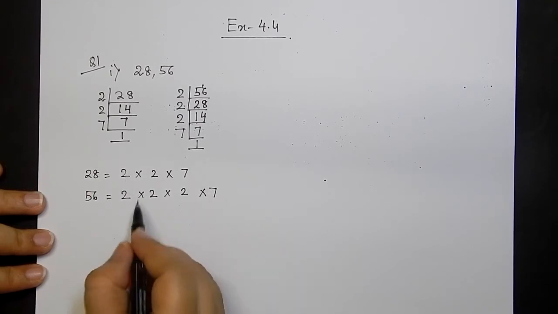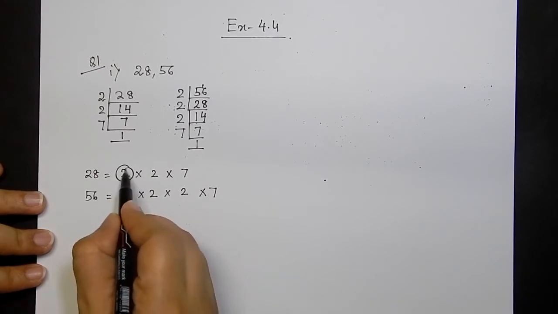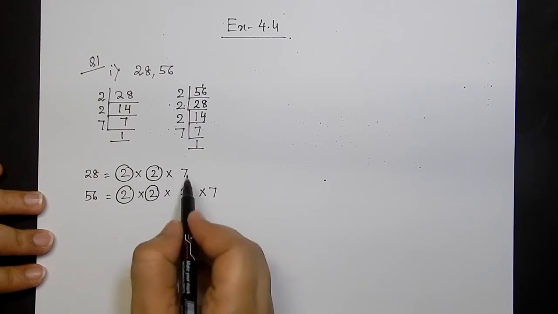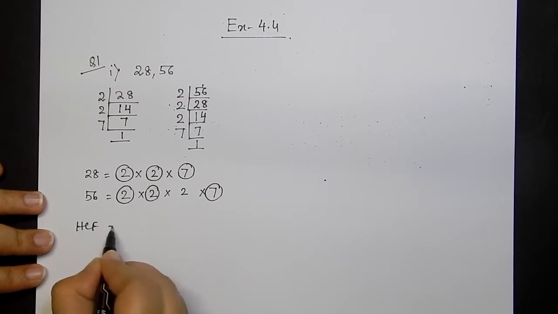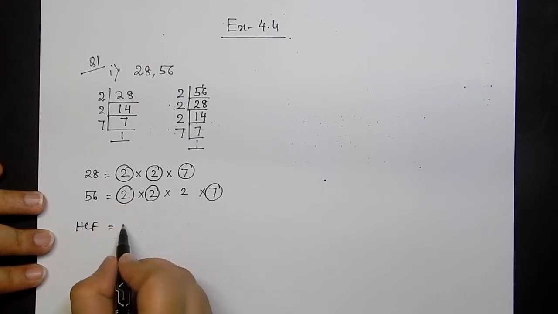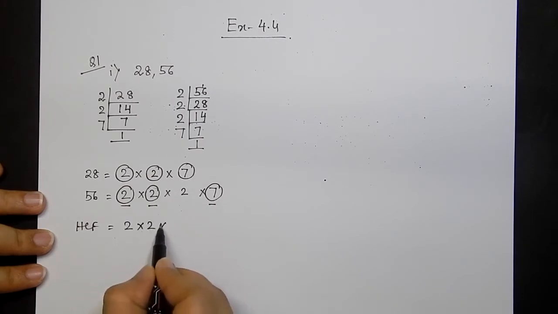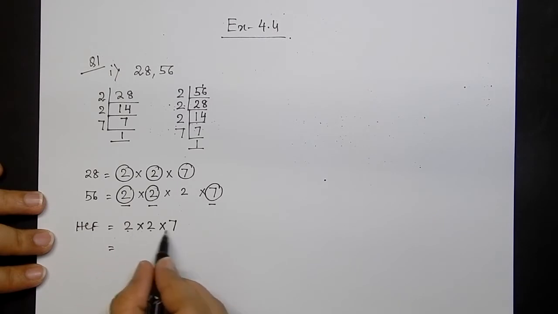So now let us see how many prime factors are common. Here this 2 is common, again another 2 is common, and 1 7 is common. So the HCF will be the product of these common prime factors. So how many times have I got common? 2, 2, 7. So 2 into 2 into 7, which is equal to 4 into 7, which is 28. That is the answer.